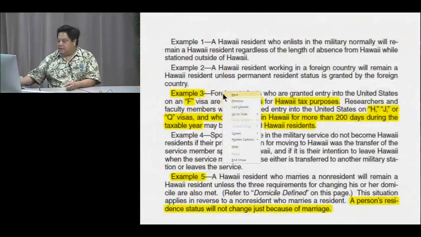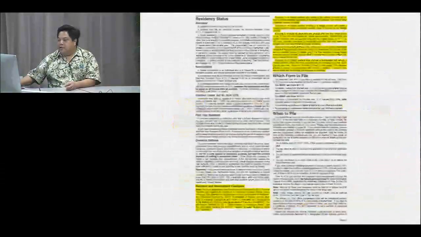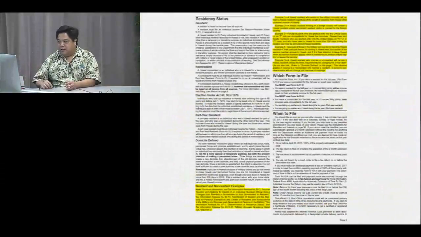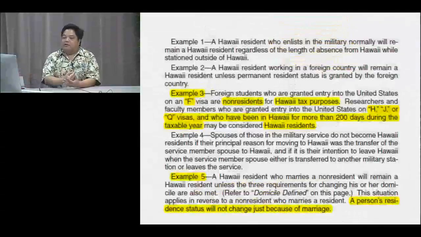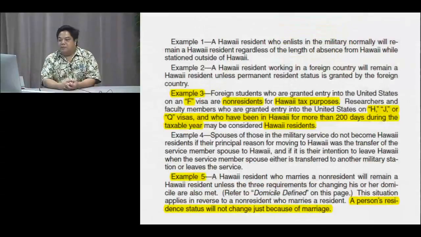And so hopefully, like I said, you have this instruction booklet because that's where you can reference back to. So for page 5, top right, you see the examples 1, 2, 3. Under example 3, this is what I've been talking about. It says foreign students who are granted entries into the United States on F visas are non-resident for tax purposes, Hawaii tax purposes.